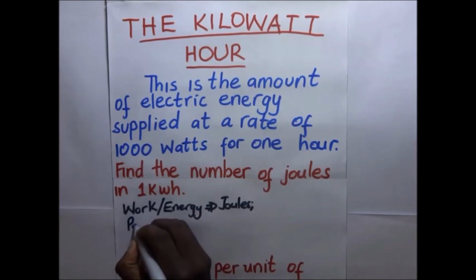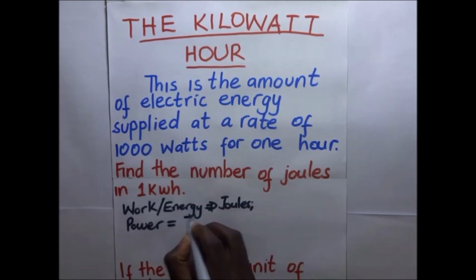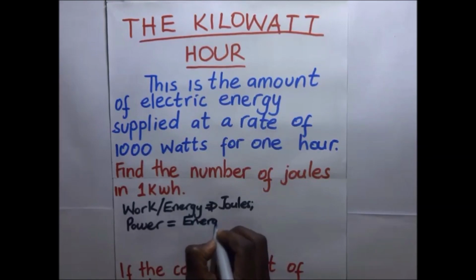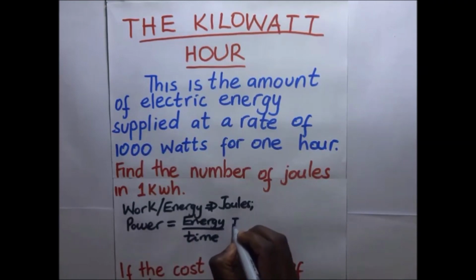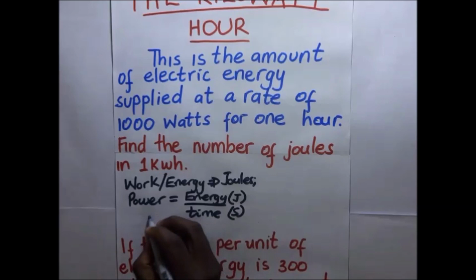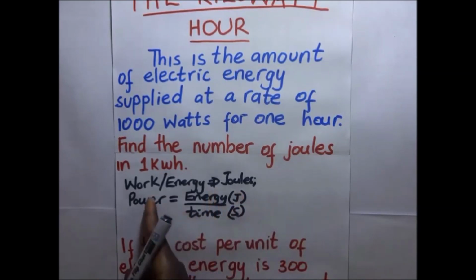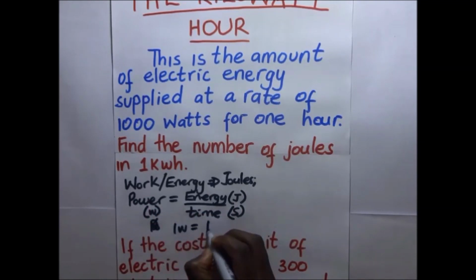So meaning that power is going to be equal to the rate of change of energy, which is going to be energy over time. Power being energy over time means that energy is always in joules and time is always in seconds. So it means that power is measured in watts, because joule per second. So it means that 1 watt is going to be equal to 1 joule per second.